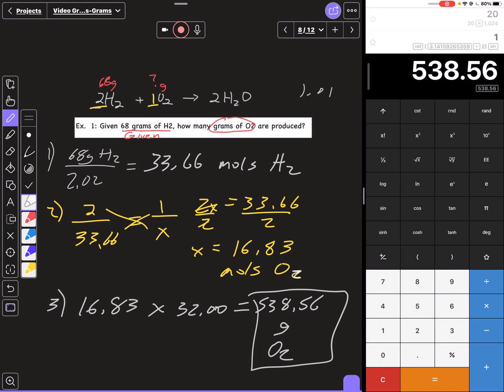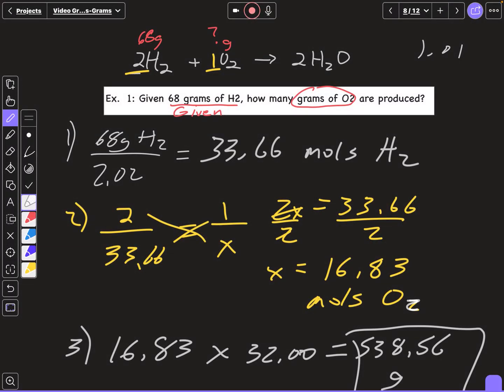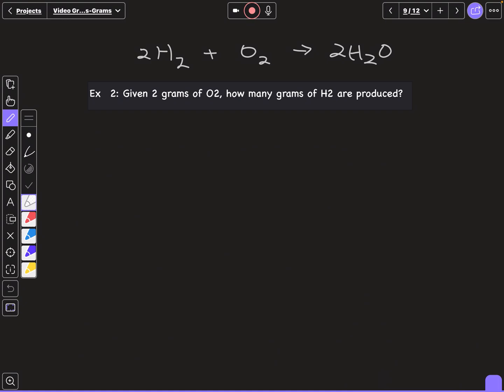I only use my coefficients to convert in step 2. Steps 1 and 3 are just like what we did in the last unit, in unit 6. Alright, so my next problem says, given, and it's the same equation here, I'm given 2 grams of O2, so I have 2 grams of this. How many grams of H2 are produced?